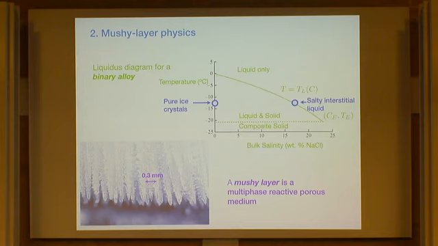And then we're going to consider a patch which contains both liquid and solid, and that's at some intermediate bulk salinity and at the same uniform temperature. And that's what we call a mushy layer.